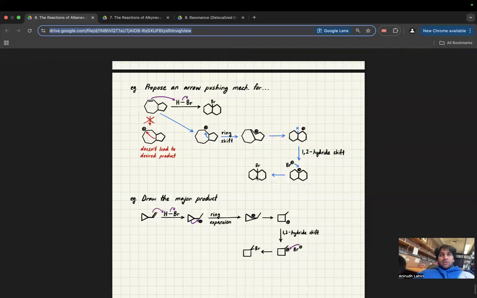And some people ask about how, can you get multiple ring expansions in a problem? Theoretically, yes, but I've never seen it happen. So I think that it would be sufficient to assume that it doesn't really happen.